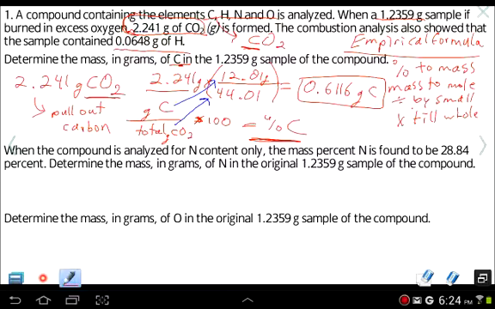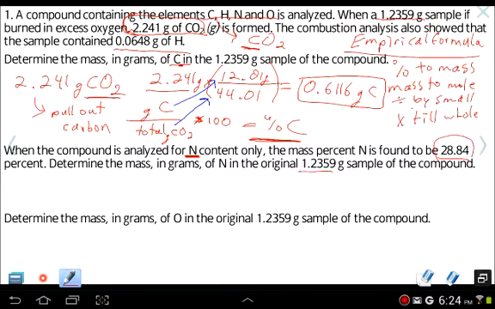Okay, the next part says when the compound is analyzed for nitrogen content only, the mass percent of nitrogen is found to be 28.84%. Determine the mass in grams of nitrogen in the original compound. Now this is actually even simpler than part 1. All we have to do is apply 28.84% to the original mass of the compound.